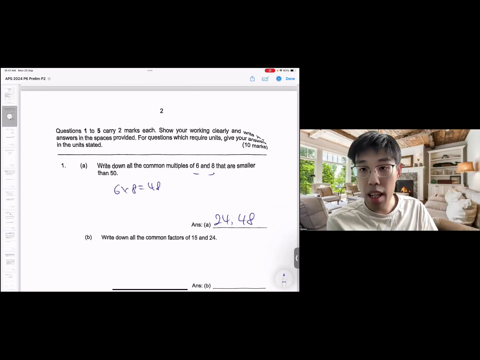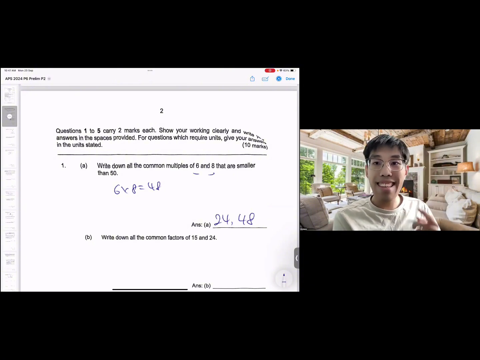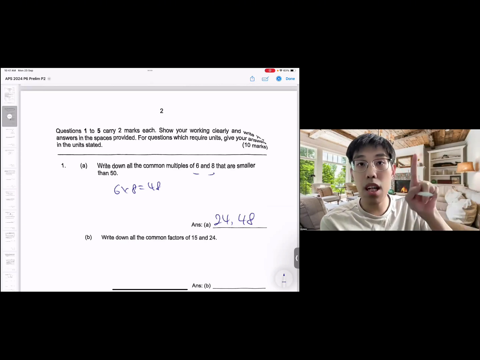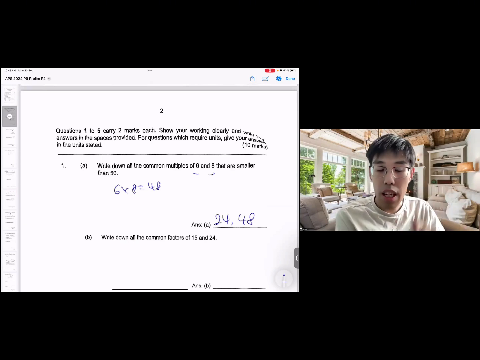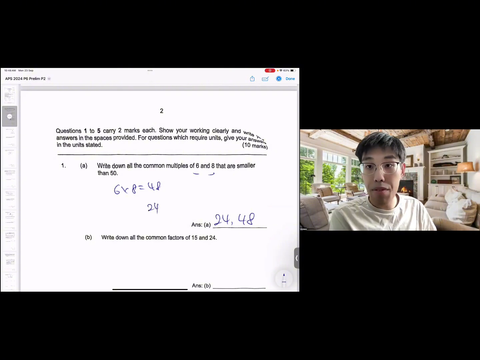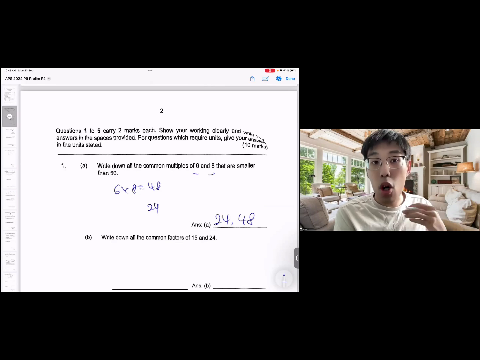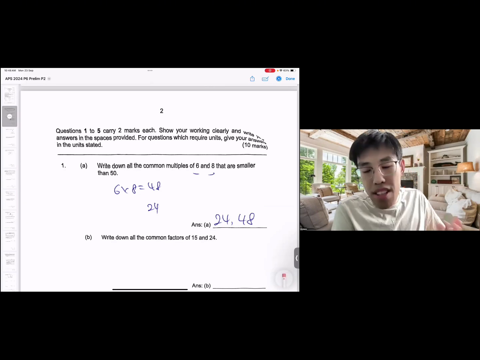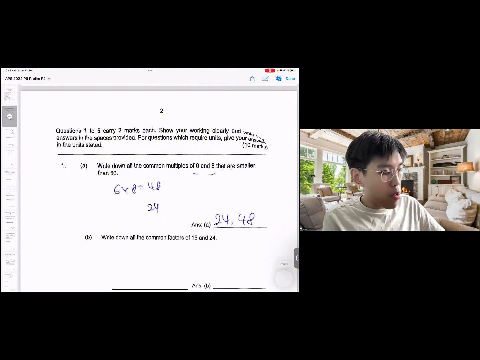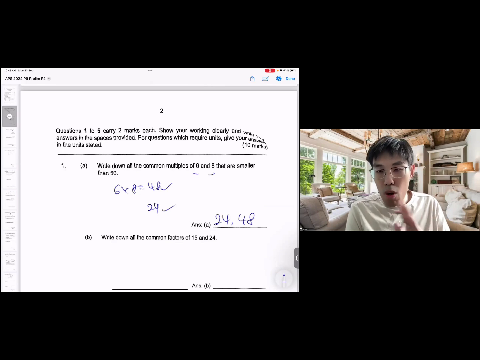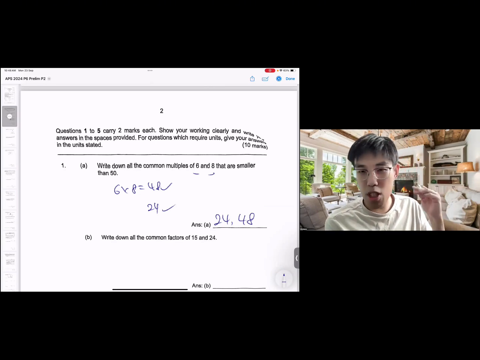So there's a common multiple already, 48. Then we have to think: can there be another multiple that is smaller but is still a common multiple? Because we observe that both numbers are even, I can divide by 2, giving 24. So I need to continue to try. If I take 24 and divide by 2, it is 12, but 12 is not a multiple of 8. Therefore, my multiples will be 24 and 48. That's all. Don't need to be too hard about this. This is supposed to be straightforward.